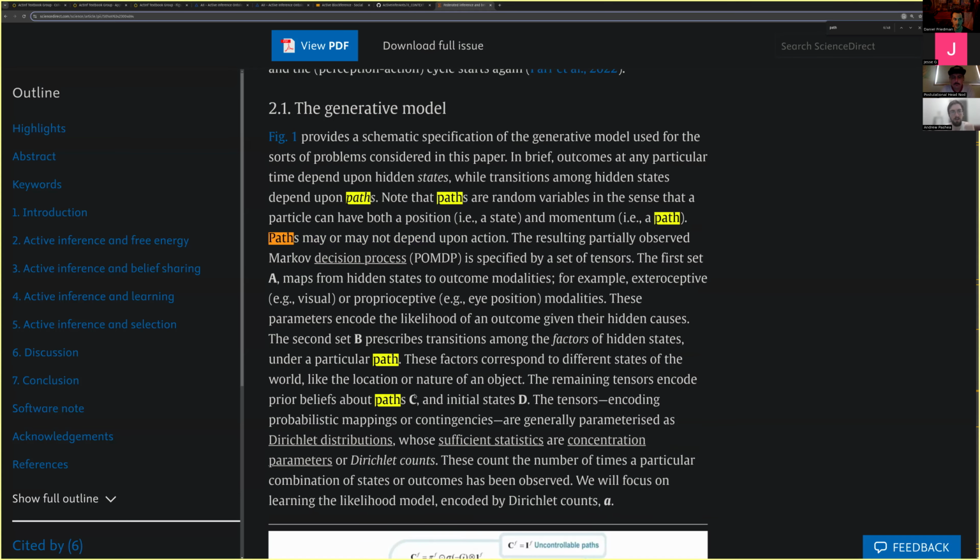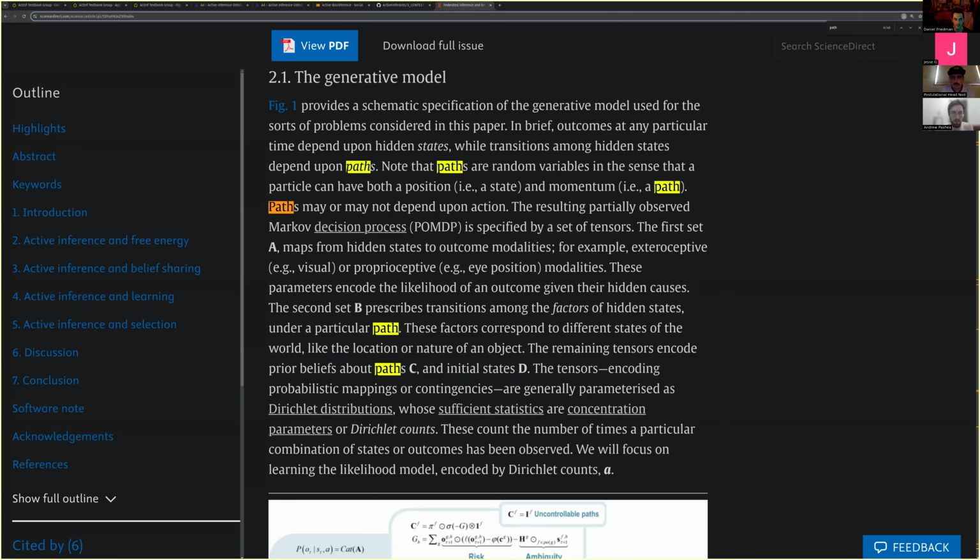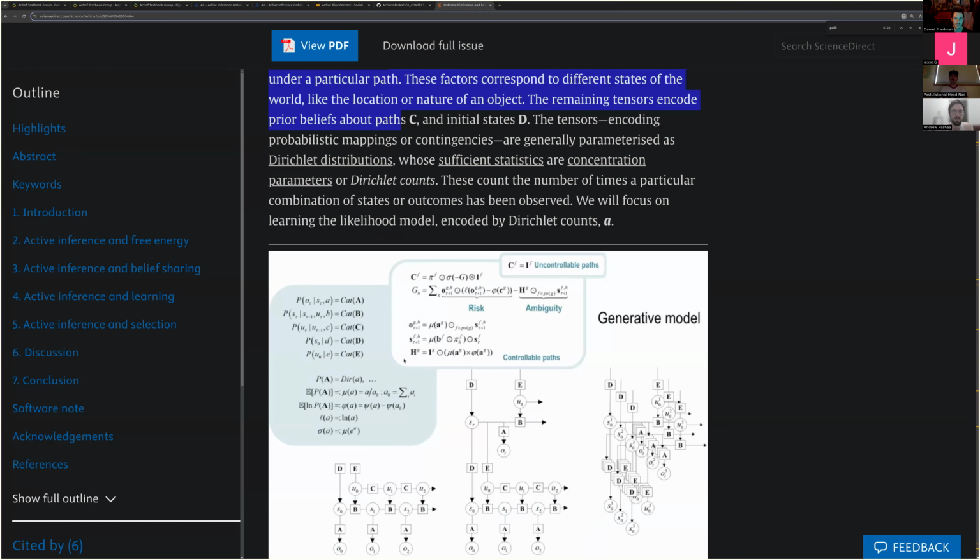But yeah, I don't know if this is actually using it in the path integral based Bayesian mechanical sense, because this is still a state space based model. Yeah, I was surprised they didn't go with the word state, you know.